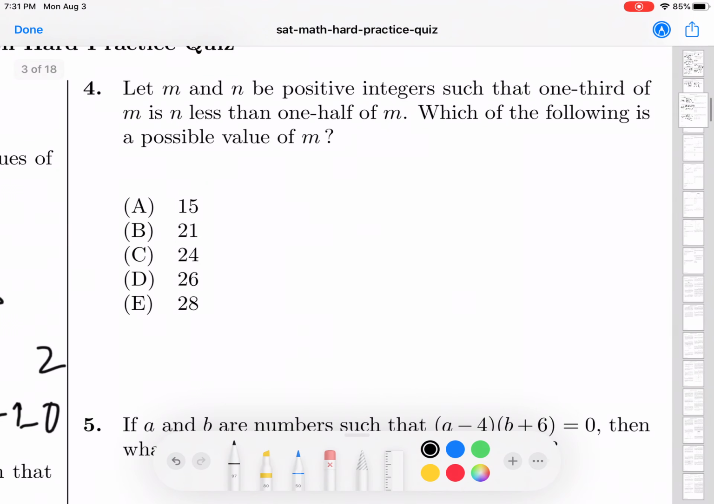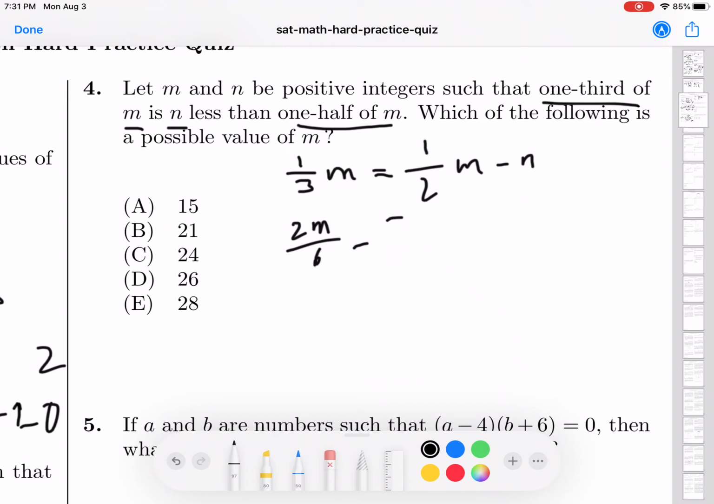Let m and n be positive integers such that 1/3 of m is n less than 1/2 of m. Which of the following is a possible value of m? So 1/3 of m is 1/2 of m minus n. So let's simplify this, making common denominator to combine these two terms. That leaves us with negative m over 6 is negative n, or m equals 6n.